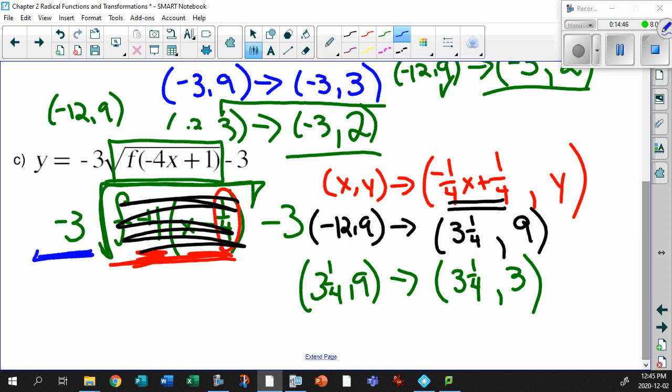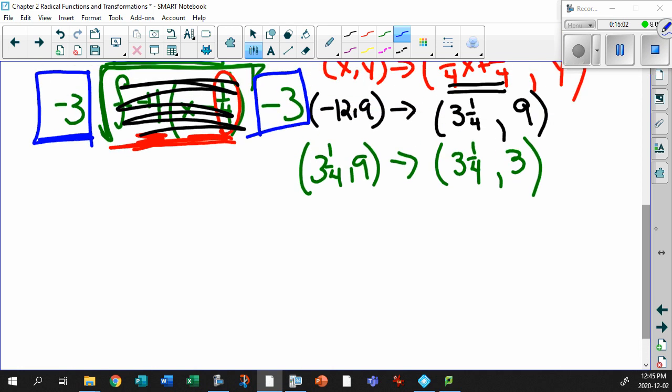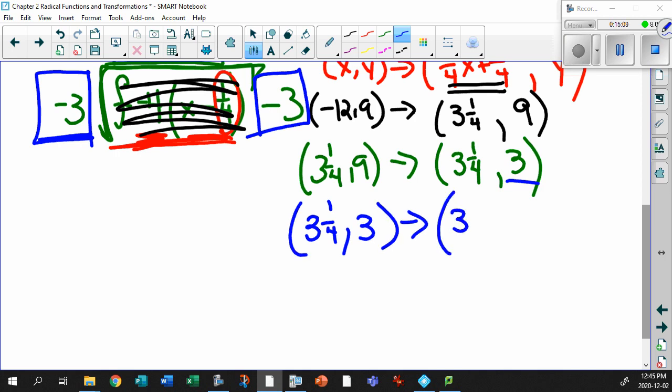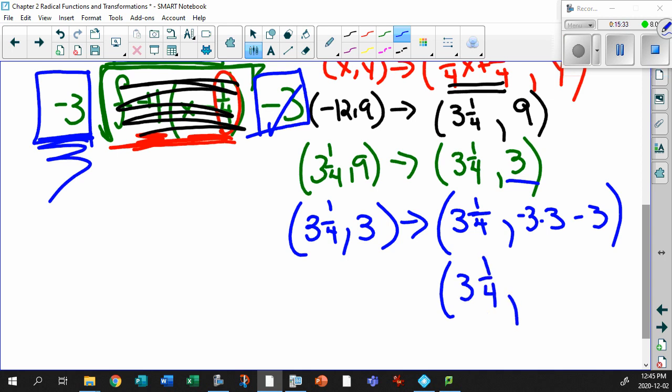Lastly, look at our stretch of -3. So it's not only a stretch, it's a reflection over the x-axis as well. And then we have a minus 3 as well. Think of all the craziness we've got now. Not so bad at all. We take this new point, (3 1/4, 3). Nothing to the x because we've looked after that already, but we're multiplying the y by -3, so -3 times 3, and subtracting 3 from that. We're left with 3 1/4, -3 times 3 which is -9, minus 3, which is -12. And that's our new point.